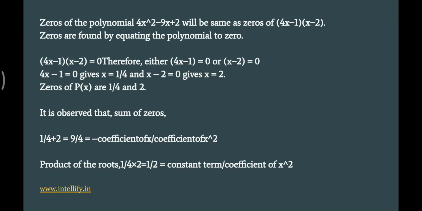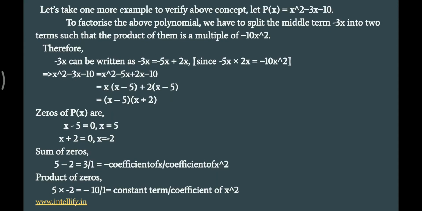It is observed that the sum of zeros, 1 by 4 plus 2, equals 9 by 4. The sum of zeros equals minus coefficient of x by coefficient of x square, and the product equals the constant term by the coefficient of x square, that is, c by a. And here we got 9 by 4 and 1 by 2, the sum and the product of the roots.